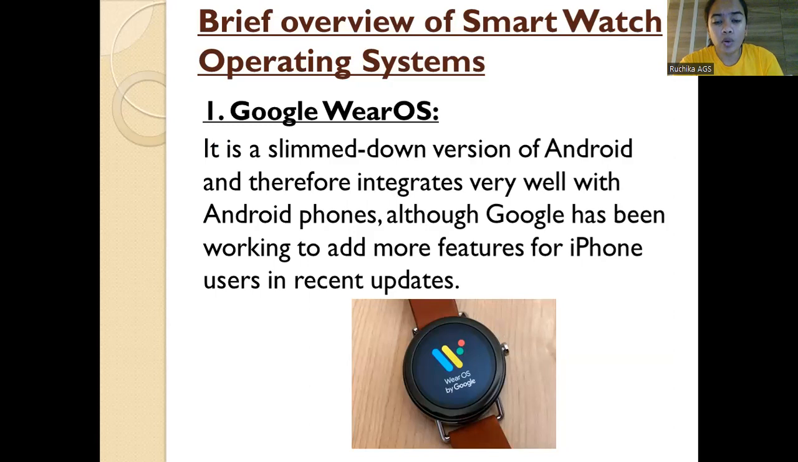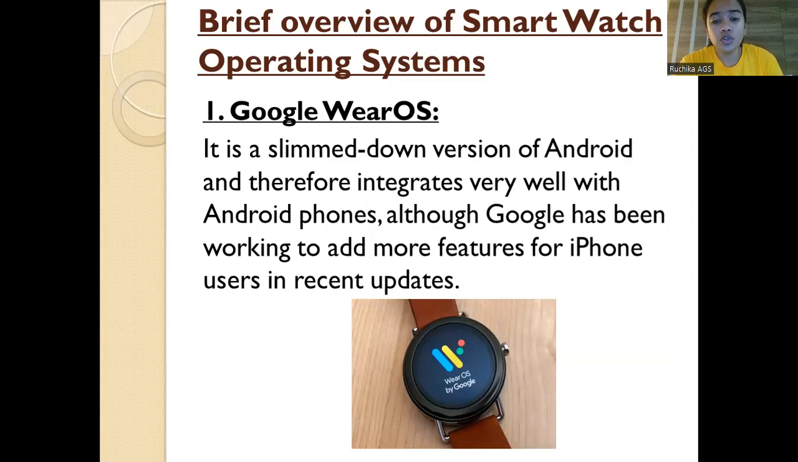Google Wear OS is a wearable platform developed by Google, and it is used by many other companies also, like Sony Mobile, Fossil, Skagen, and Michael Kors. Wear OS is a slimmed down version of Android and therefore integrates very well with Android phones, although Google has been working to add more features for iPhone users in recent updates.